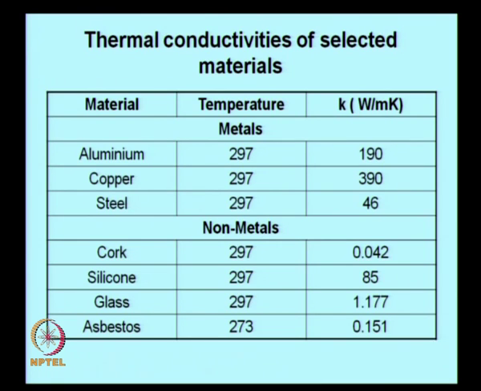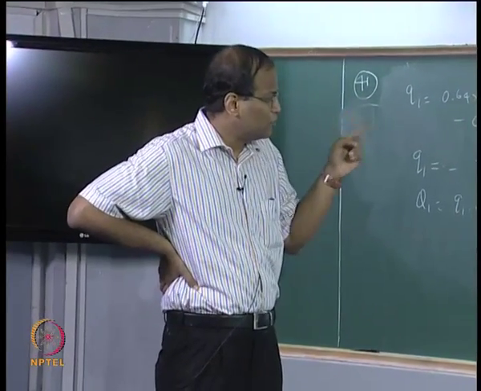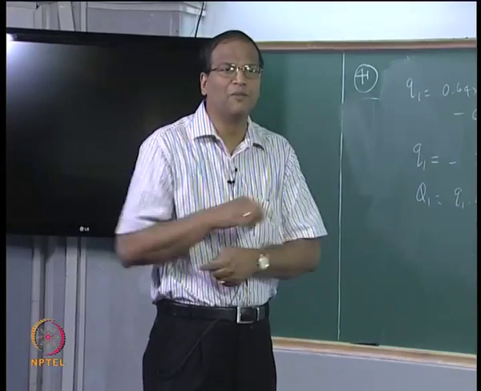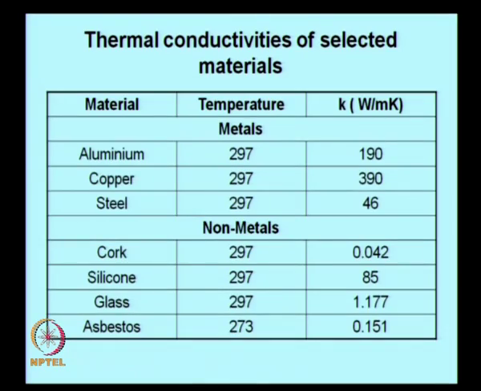Non-metals: cork is terrific. Cork is 0.042, and the thermal conductivity of air is 0.03, so cork is almost close to air and an excellent insulator. But I have put silicon because you should not be under the impression that any non-metal will have very poor thermal conductivity. Silicon has a good thermal conductivity. Glass has around 1.2. Asbestos is 0.151. Asbestos is now banned, correct? Because it is carcinogenic, you cannot use it.